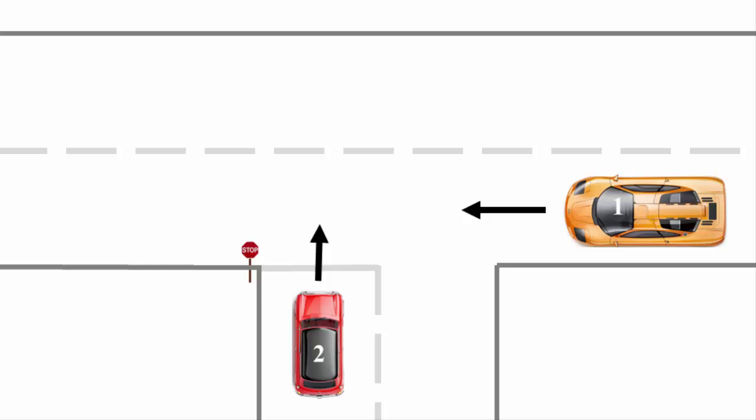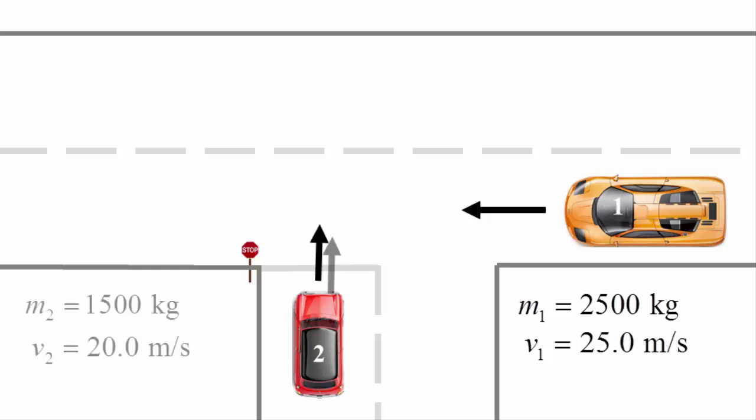The first car is driving in a horizontal direction from the right of the screen to the left. It has a mass of 2,500 kilograms and is moving with an initial speed of 25 meters per second. The second car is driving in the vertical direction from the bottom of the screen to the top. It has a mass of 1,500 kilograms and is moving with an initial speed of 20 meters per second.